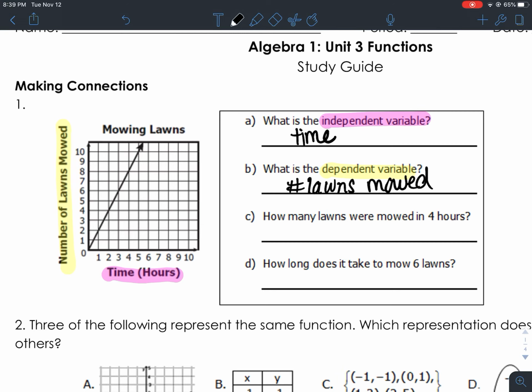And the next couple questions are asking you to read the chart. So it's saying how many lawns are mowed in 4 hours. So if you go to 4 hours and you go up to where it intersects, just by reading the chart, that means it was 8. And the next one is saying how long does it take to mow 6 lawns? So 6 lawns is right there, and you can read your chart. It's going to be 3 hours.